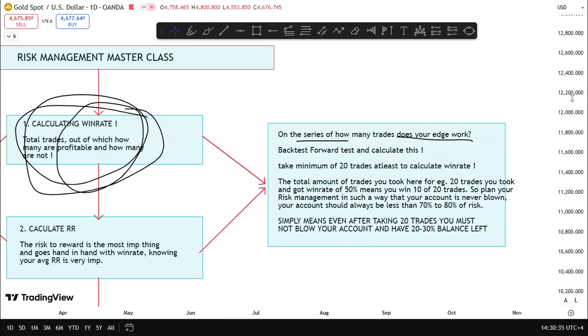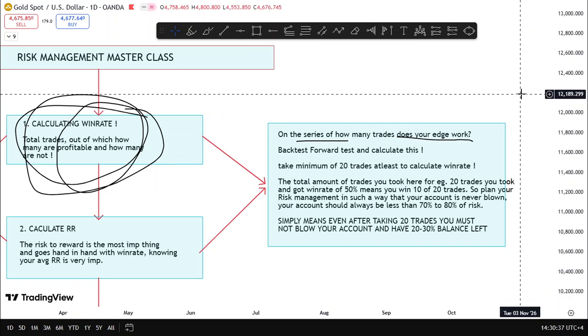No one. And even if you have heard from where you learned your strategy that the win rate is 50 to 60%, it does not work like that. The edge works differently for each and every one. What you see is completely different from what the guru has taught you. You need to back test and forward test and calculate this.